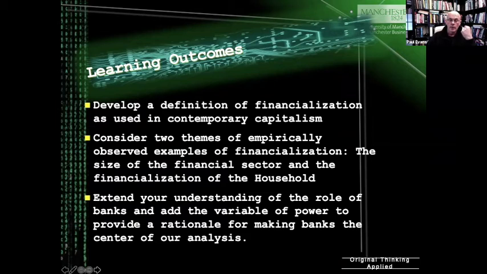So we can consider two themes of empirically observed examples of financialization: the size of the financial sector and the financialization of the household, in that financial assets and debts dwarf the size of the productive economy. Remember that Keynes acknowledged the value of finance, but said that it was the froth that sat upon the productive economy, i.e. finance serves the productive economy. What happens when finance serves itself?